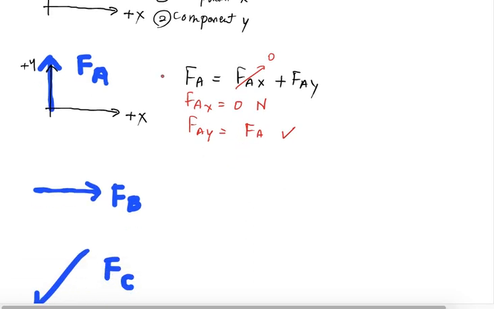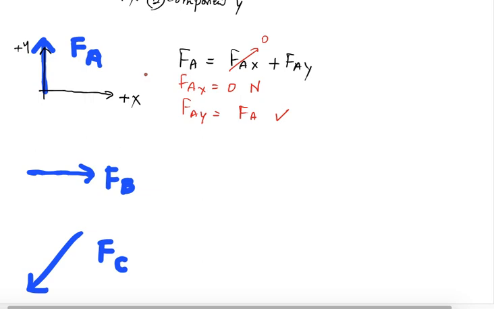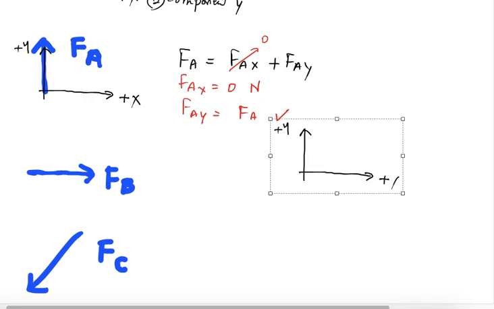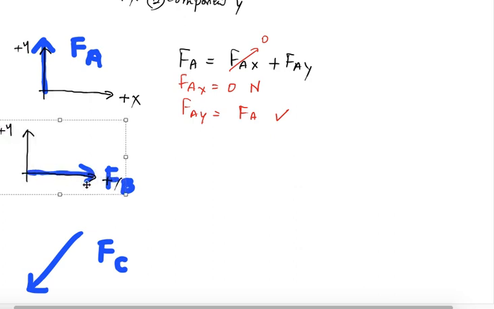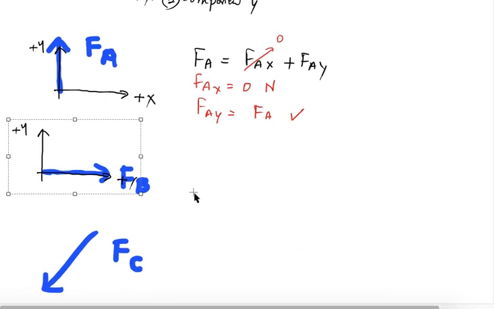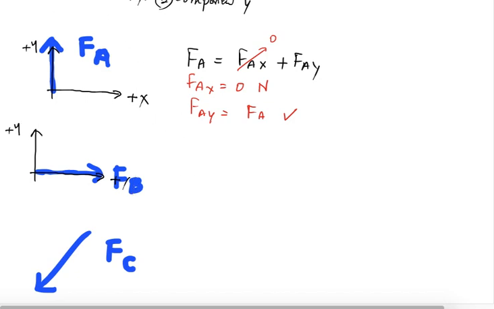So let's try another one, for example FB. What do you think about this? We know any vector in our definition just now is made of two components, x and y. So FB is made of FBX and FBY. We must define them in this direction, x and y.